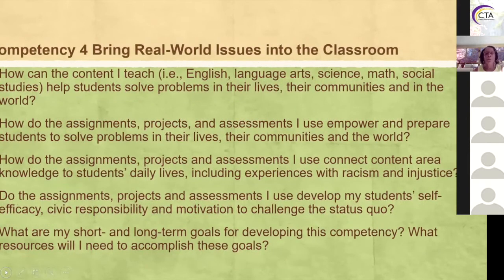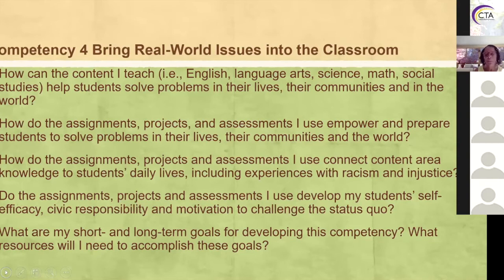You're going to bring real world issues into the classroom. I don't know, we're talking about English here. So how does the content I teach help students solve problems in their lives, their communities, and in the world? That's a very good question. One that your writing assignments, your poems, and whatever you bring into your classrooms could be vehicles to help them expand on how they see the world. And do your assignments, your projects, and your assessment empower and prepare your students to solve problems in their lives, their communities, and the world?